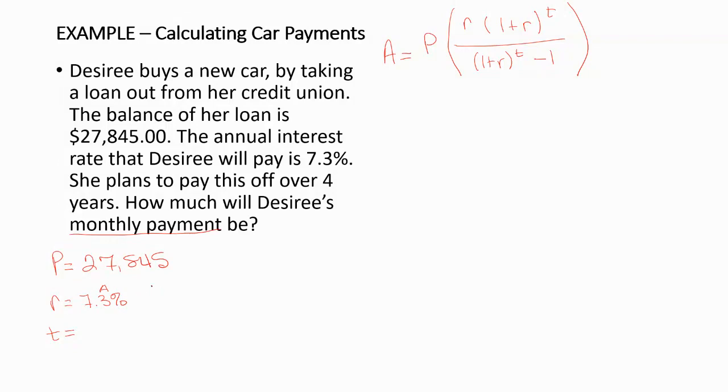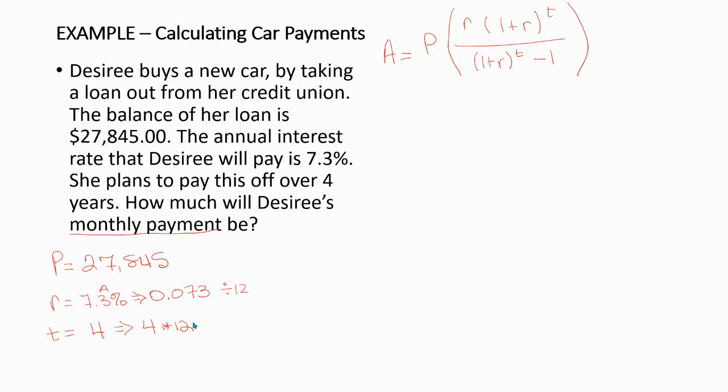I need this to be in months for this equation. So the first thing that I'm going to do is change this to a decimal. And then remember that we need to divide by 12. And I'll show you an easy way to put that into the calculator in just a second. Finally, T is my time, and that is 4 years. But recall that we want this to be in months. So we need 4 times 12.